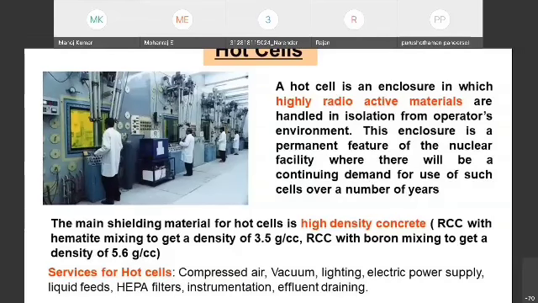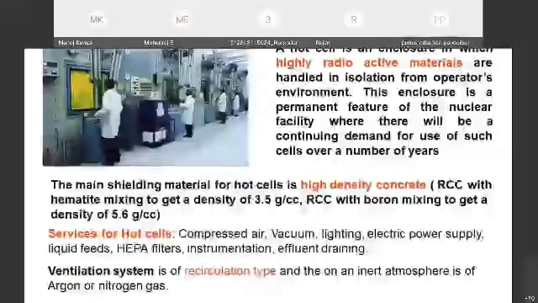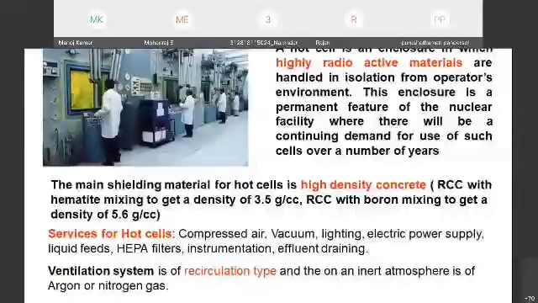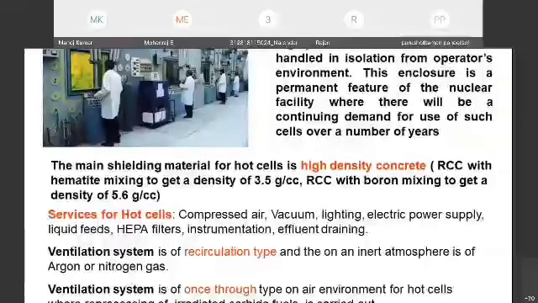And we'll have a window glass, which is 1.5 meter thick. After this 1 meter concrete shielding, we'll have 1 meter thick lead shields for radiation not to come outside. This is how the safety of the operator is ensured. In these hot cells, we'll also have various services, like compressed air, vacuum lines, lightings, electrical power supply, feed throughs, HEPA filters, instrumentations, effluent drains. All the services will be available in this.